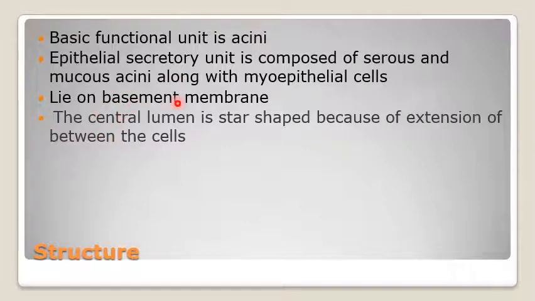And these cells lie on the basement membrane, and there is separation between the underlying mesenchymal cells and this basement membrane, right? The central lumen present between these cells is star shaped because of the extensions between the cells, right? Now we will see the ductal system.